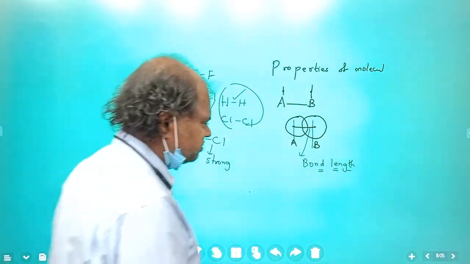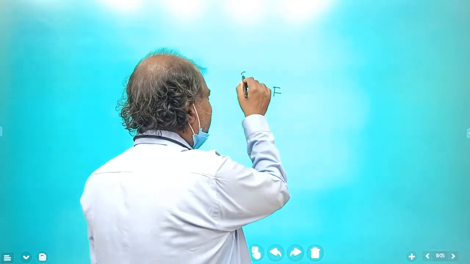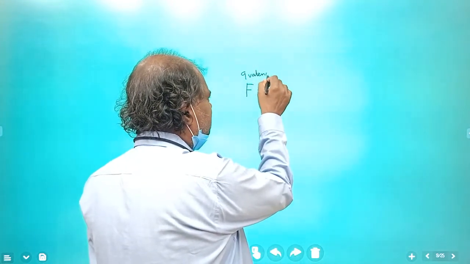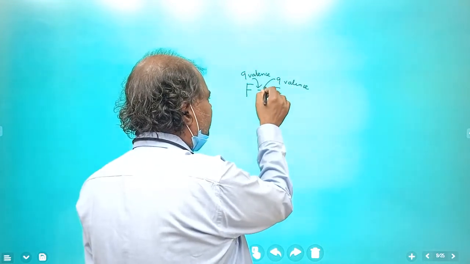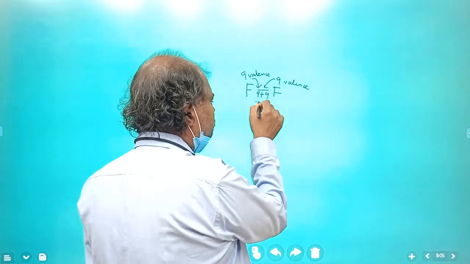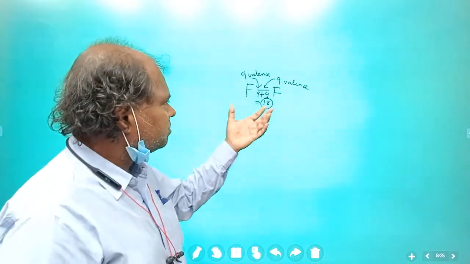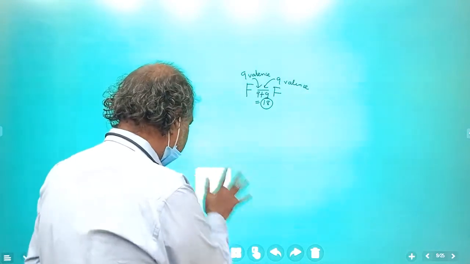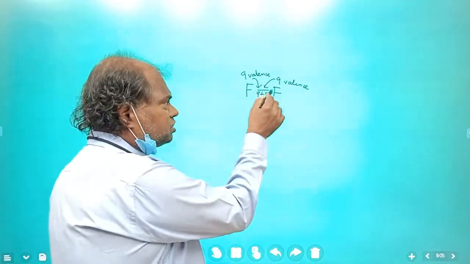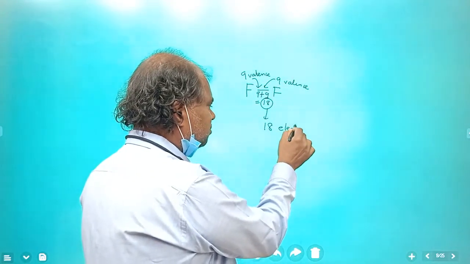The answer lies here. In case of F-F, I'll write it next. F has 9 valence electrons. Now, students, listen to this very carefully. This F also has 9 valence electrons. So what will happen now? In total you will get 9 plus 9, which is 18 electrons. A huge number of electrons, remember. And the space is very, very small. So in that small space, you have to accommodate 18 electrons.